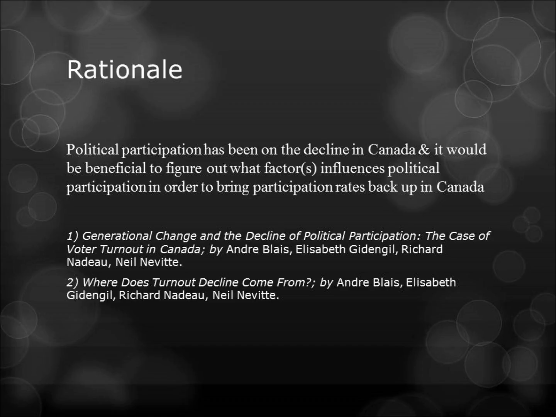Our rationale is based on the fact that political participation has been on a decline in Canada, and it would be beneficial to know which factors are influential in bringing political participation back up in Canada. The studies done by Andre Blais, Elisabeth Gidengil, Neil Nevitte, and Richard Nadeau support our rationale.